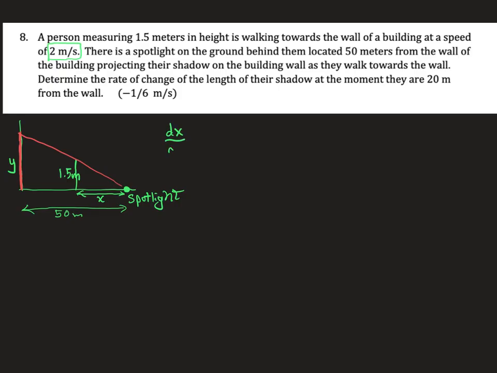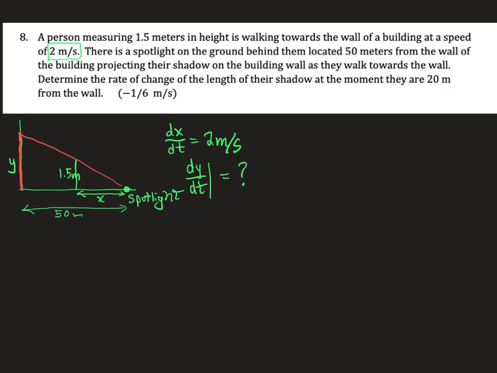So change in x over change in time. So dx over dt is 2 meters per second. It'd be positive because that x would be increasing. So positive derivative. All right, and then if we keep reading, it says determine the rate of change of the length of their shadow. So that was the y, so dy over dt is what we're looking for. And that little line is so that we can write the snapshot in time. What moment in time are we analyzing this?